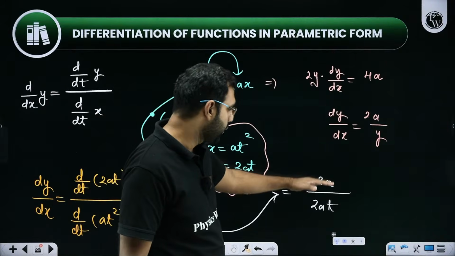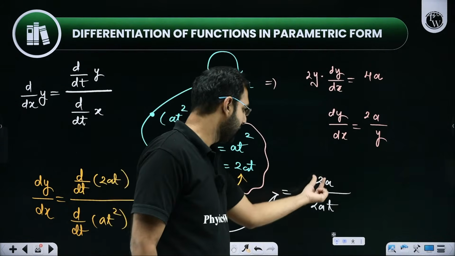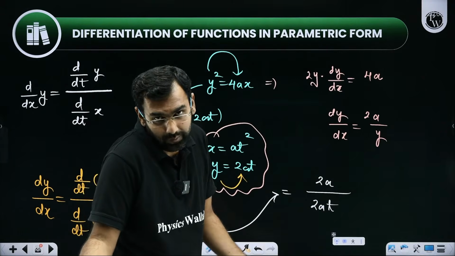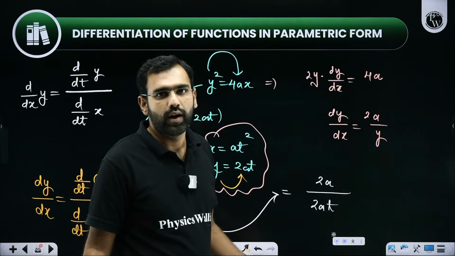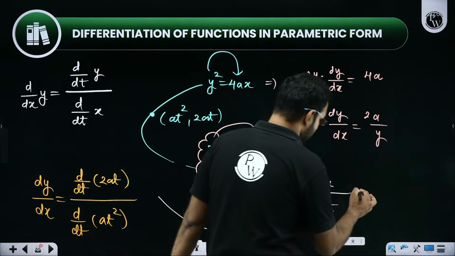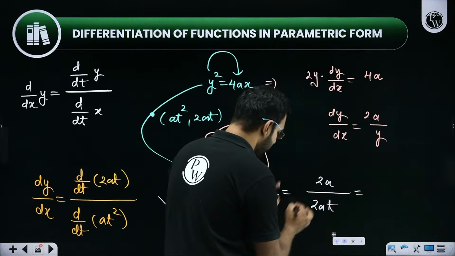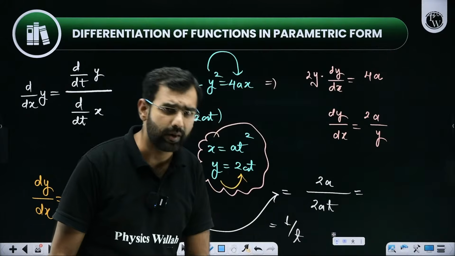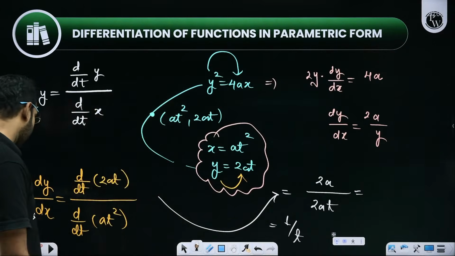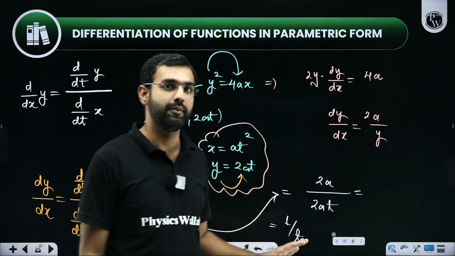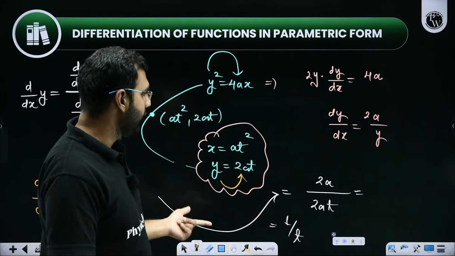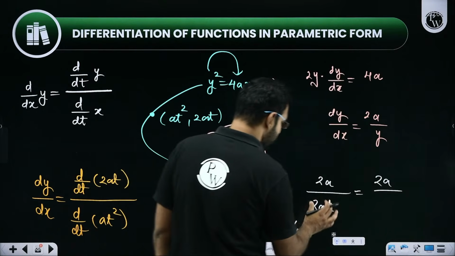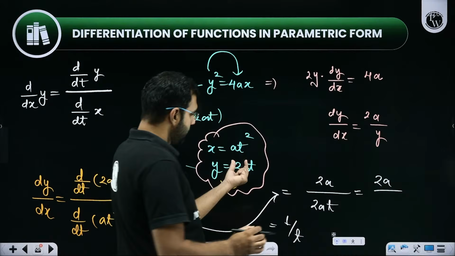So here, this will be 2a upon 2at. Of course, you can cancel 2a by 2a and the answer will be 1 by t. First of all, the answer here would definitely, undoubtedly be 1 by t. 2 and 2 are cancelled. Answer is indeed 1 by t. But I don't want dy by dx in terms of t, which is perfectly an acceptable answer, for a while. I want the answer in terms of x and y. So I keep this 2a as 2a. But this 2at, I know this 2at is y.